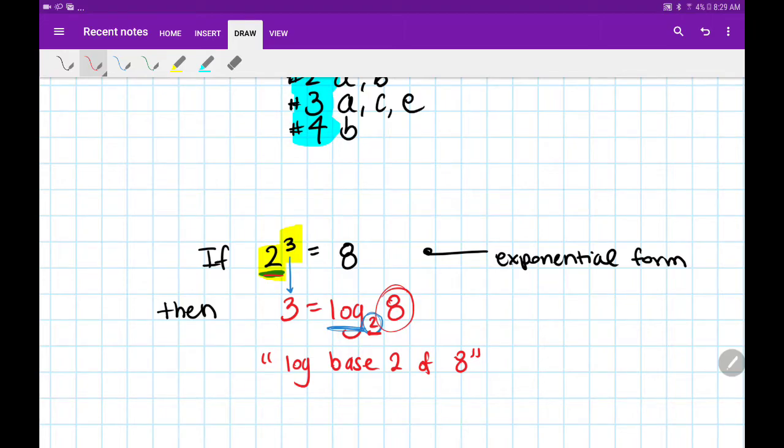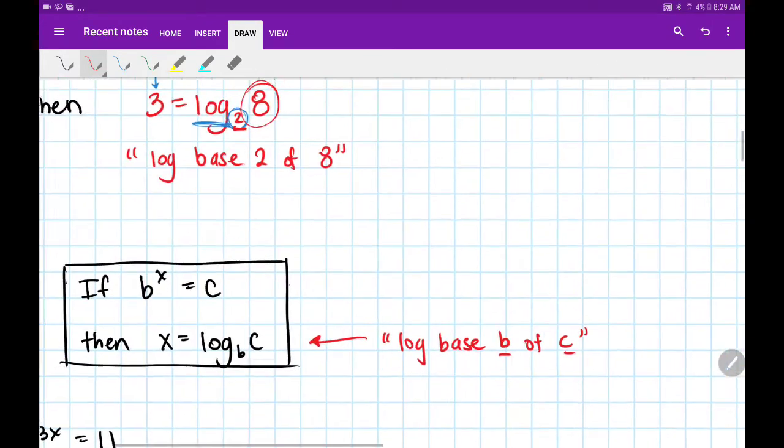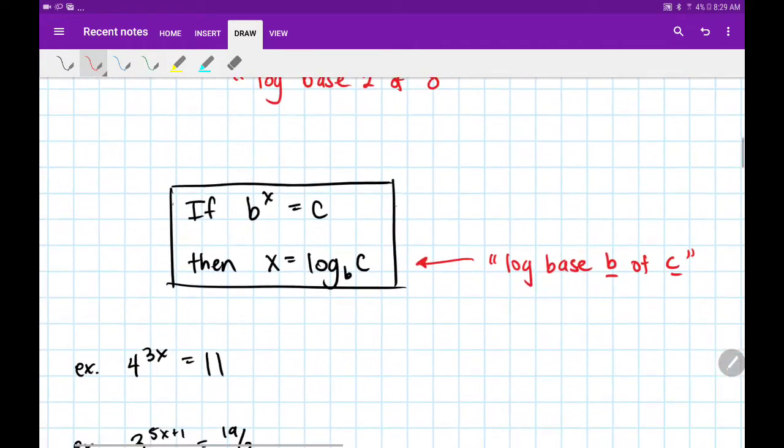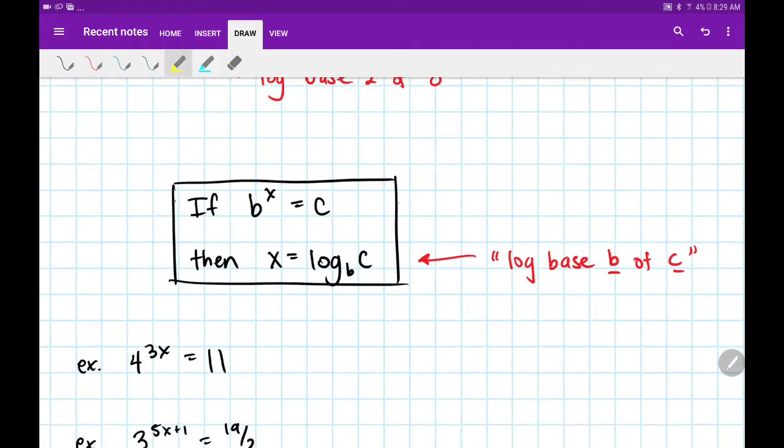So I want you to memorize this pattern. If b to the x, so write this down as your rules. If b to the x equals c, then take your exponent and drop it down. x equals log base b of c.